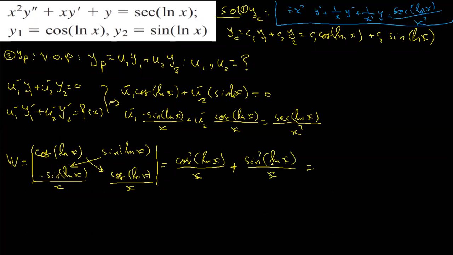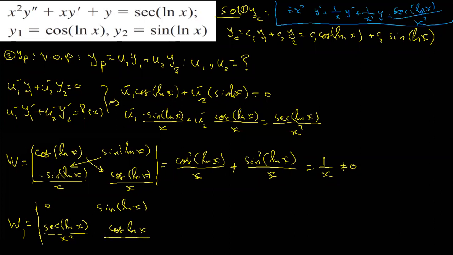Can anyone help? It will be 1 over x. 1 over x, great, because the top is cosine squared plus sine squared, not equal 0. Now, let me find W1. To find W1, I'm going to replace my first column by my right-hand side, 0, sec ln x, all divided by x squared. The same second column, sine ln x, and here cosine ln x divided by x.